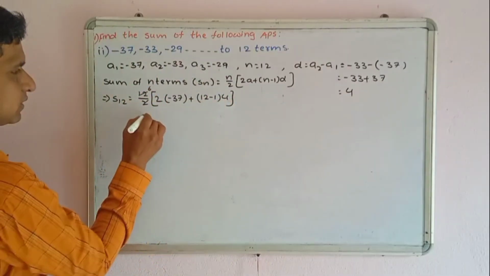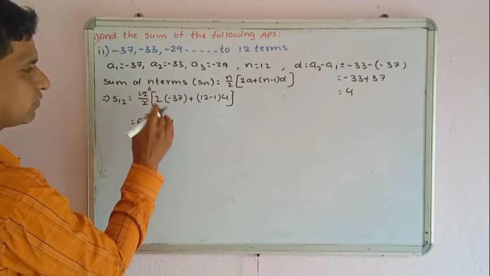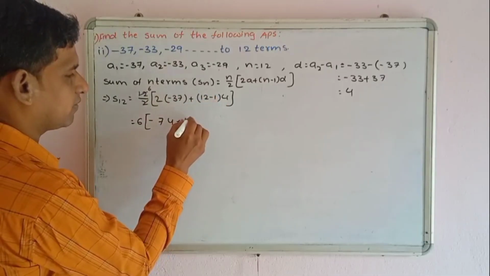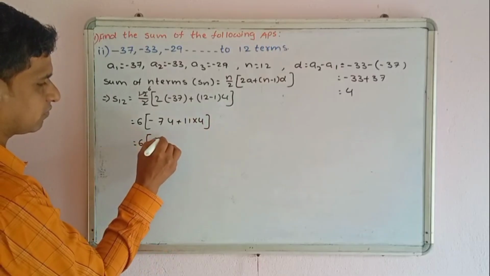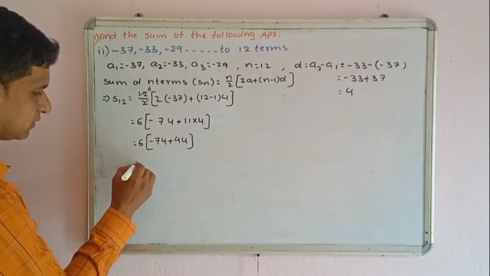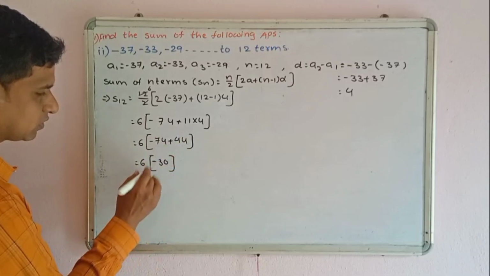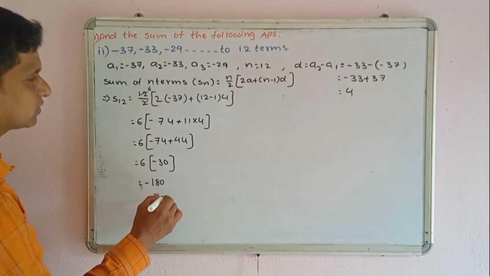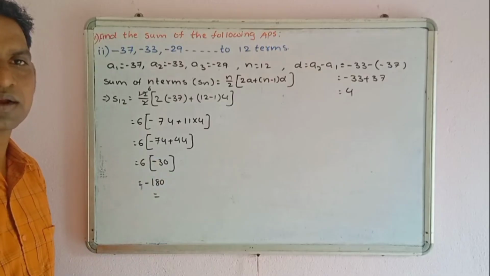So 12 by 2 is 6 times. 6 into 2 times minus 37: 2 times minus 37 is minus 74. Then 12 minus 1 is 11 into 4, that is 44. So 6 into minus 74 plus 44, that is minus 30. Keep the minus outside: 6 times 30 is 180. The sum of the first 12 terms in the above sequence is minus 180.